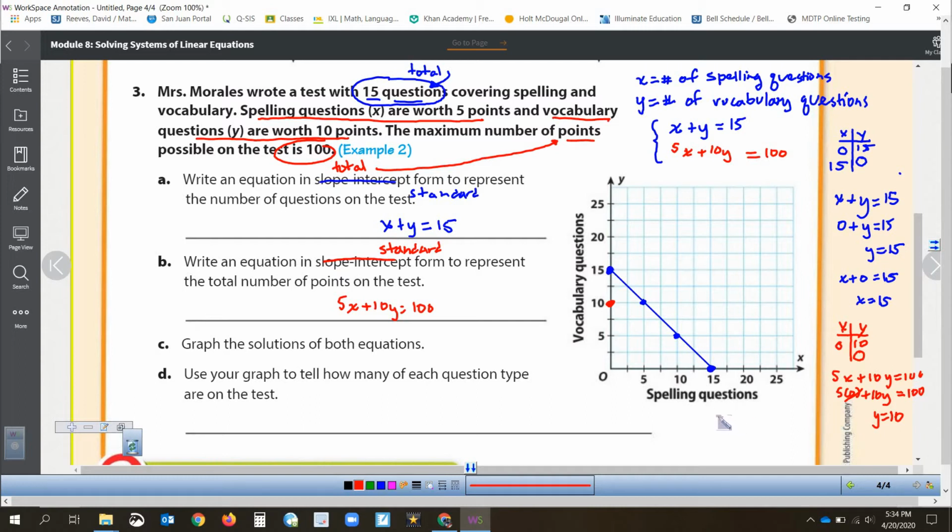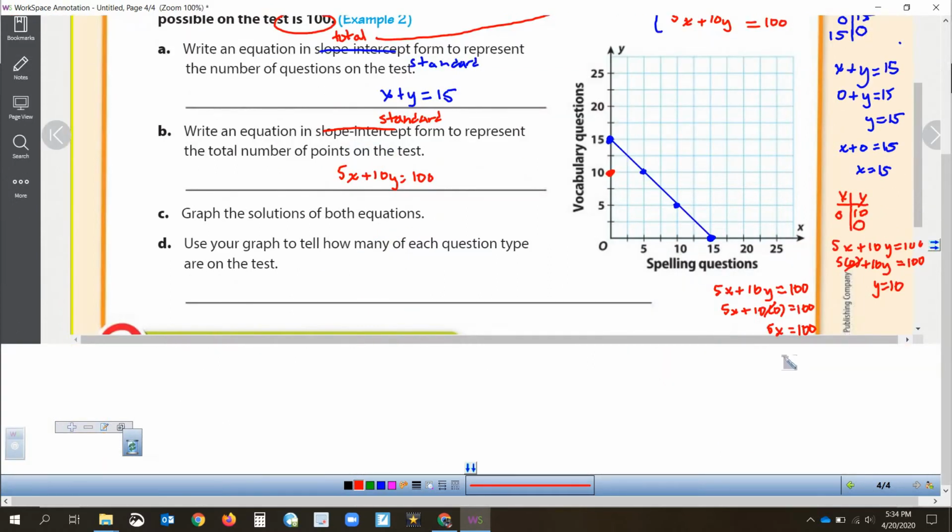But what if I make vocabulary questions 0 instead? I'm going to go over here and go 5x plus 10y equals 100. But this time I'm going to put in 0 for the vocabulary questions. So 5x plus 10 times 0 equals 100. Well, 10 times 0 is 0. I get 5x equals 100. And when you do 100 divided by 5, you get x is equal to 20.